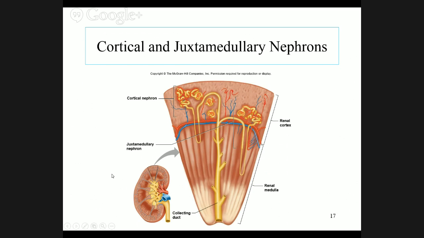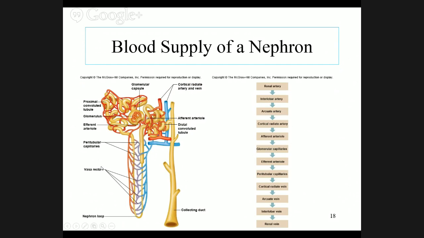And here are the cortical and juxtamedullary nephrons: the cortical nephron, the juxtamedullary nephron, and the collecting duct. And the blood supply of a nephron.